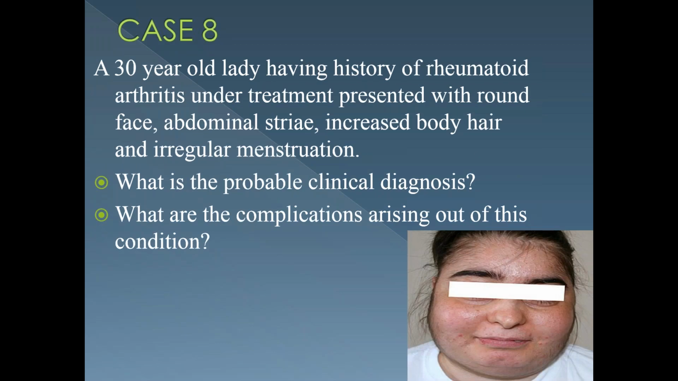So, okay, case 8. A 30-year-old lady having history of rheumatoid arthritis under treatment, presented with round face, abdominal stria, increased body hair, and irregular menstruation. What is the probable clinical diagnosis? What are the complications arising out of this condition?